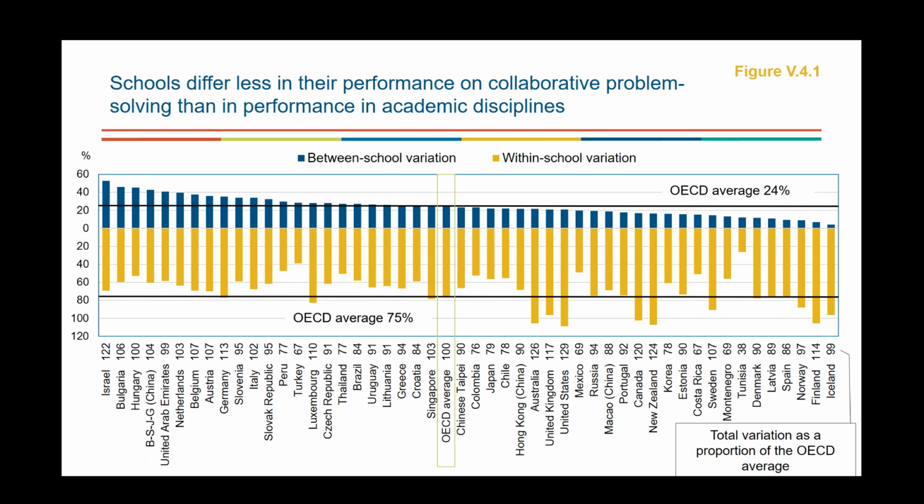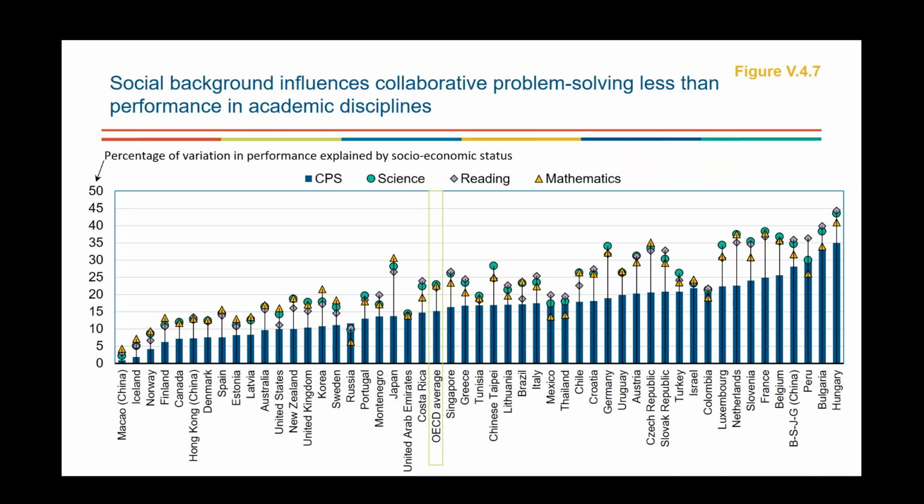That's true maybe in countries on the left side of the scale, countries like Israel, Bulgaria, Hungary, and so on, but it's certainly not true in the middle and particularly not to the right end of the scale. Basically, you can see, for example, in countries like Iceland, Finland, Norway, or even Spain, there's almost no variability in collaborative problem solving among schools. Schools do quite similar, but within schools, you find a lot of variation. We also found that the strength of the relationship between the social background of students and performance on collaborative problem solving, here the abbreviation CPS, is much less pronounced than what you find in science, reading, and mathematics.